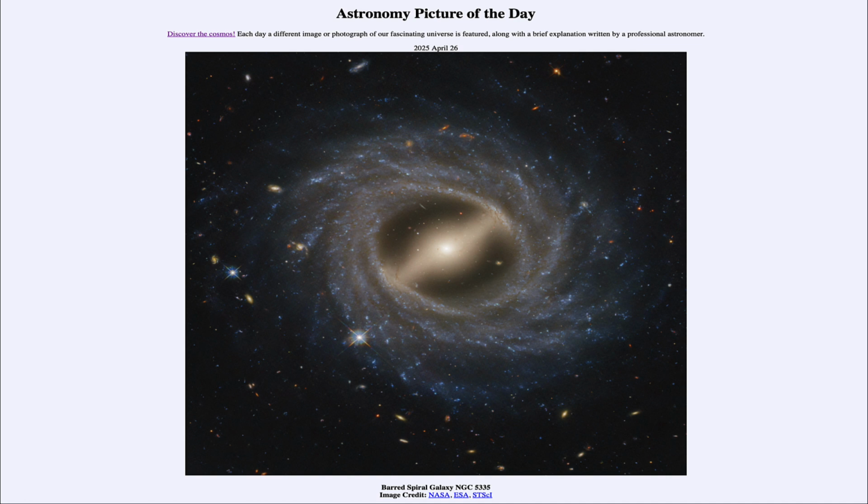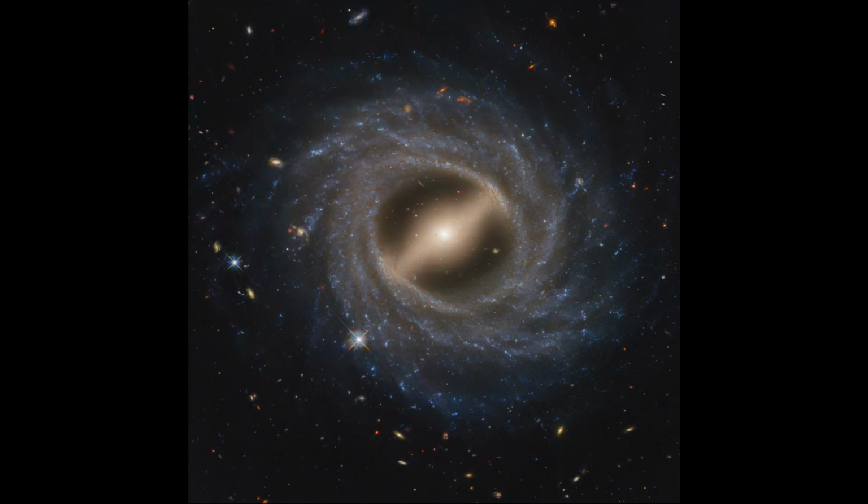Today's picture for April 26th of 2025 is titled Barred Spiral Galaxy NGC 5335. So what do we see here? Well, here we see an image of what is known as a barred spiral galaxy. Now the bar is the central bar going through the middle.